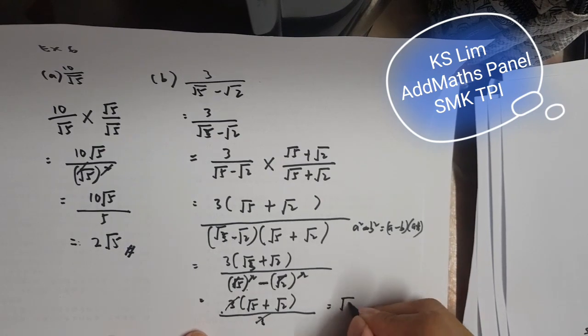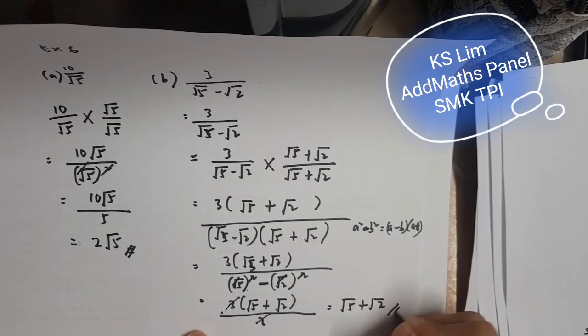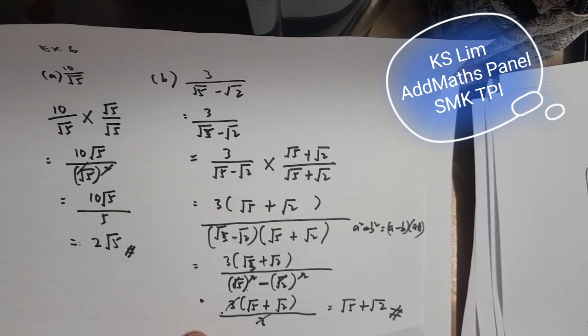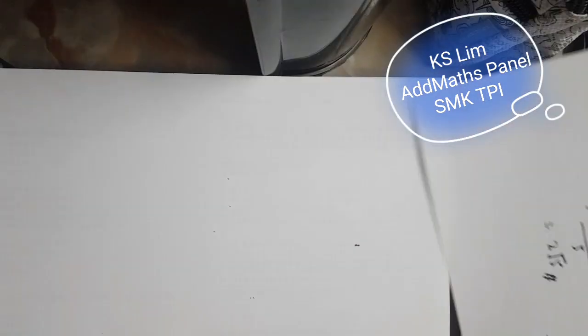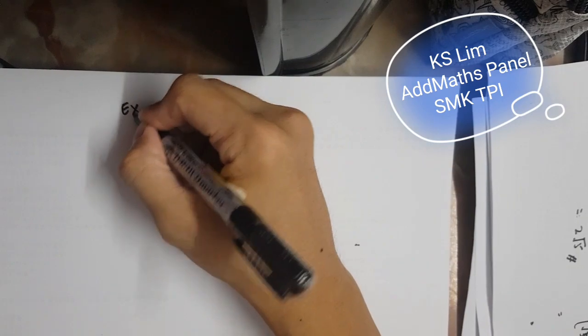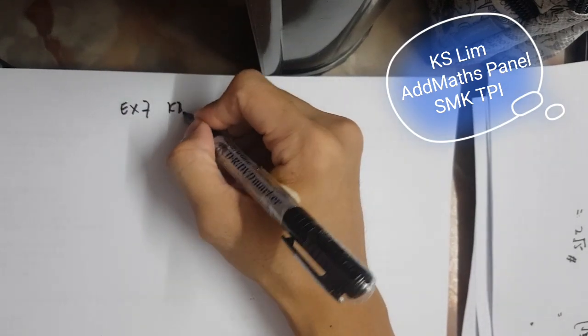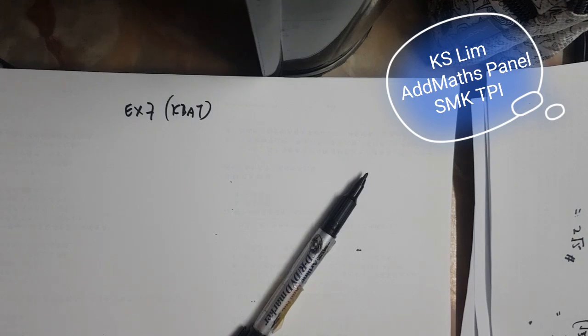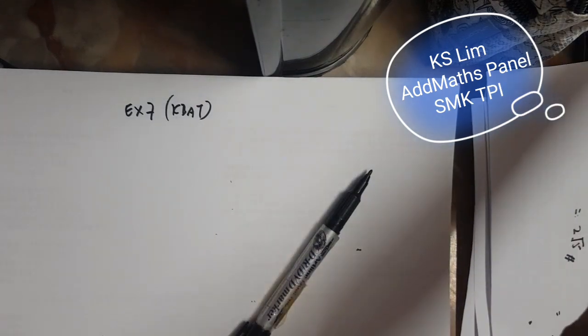So that is your answer. That is example 5. Not that difficult, right? So actually you can try first. Once you're okay, we'll proceed to exercise 7. Exercise 7 actually is a tough one. Okay, and then you have to combine all the concepts.